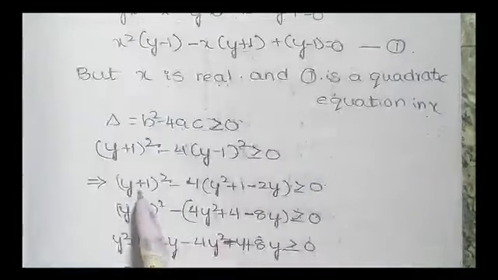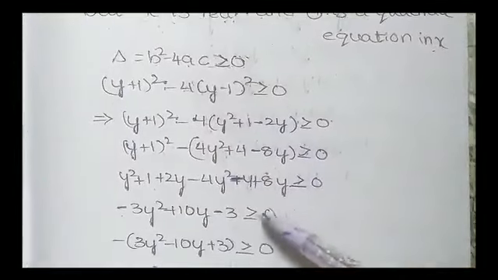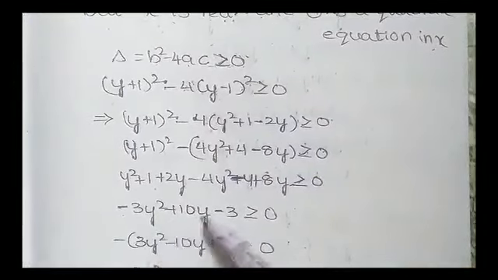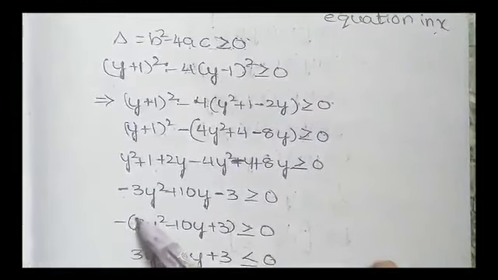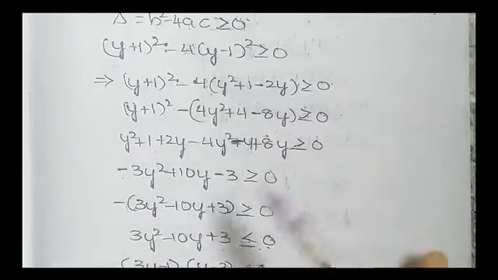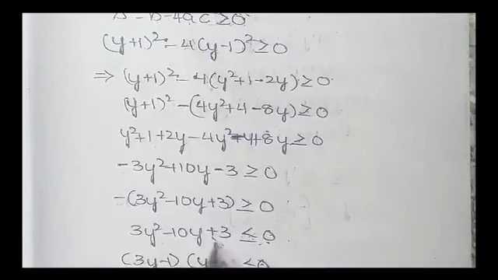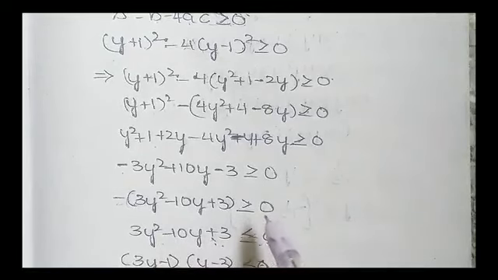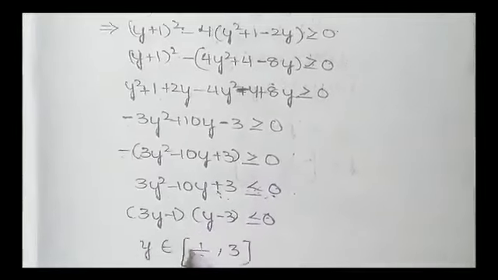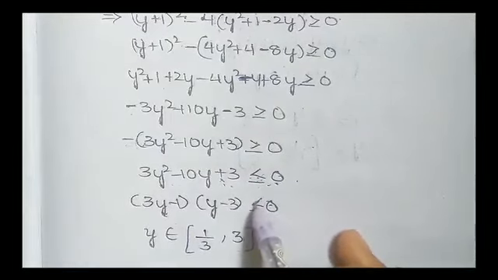Now solve this. (y minus 1) whole square minus 4 into, expand this term, and finally we will get a quadratic equation. Here taking minus common, when we take minus common the sign changes, so it is less than or equal to 0. Now find the roots. We know how to find the roots for the given quadratic equation. If you don't know, please comment in the comment section so that I will make a separate video on how to find the roots. Now we have the roots 3 and 1 by 3. So it is less than 0.